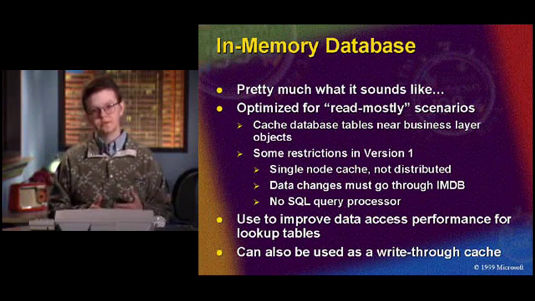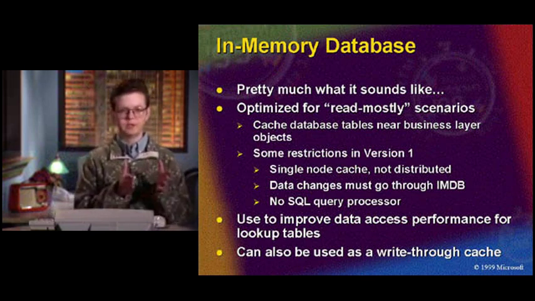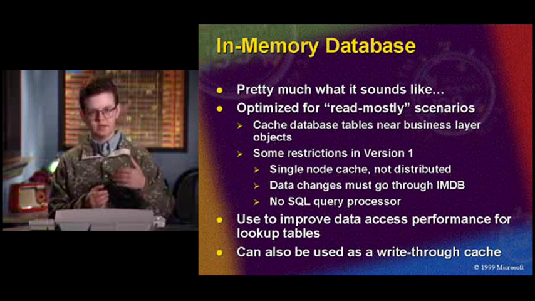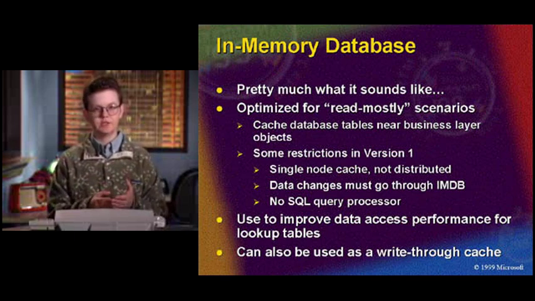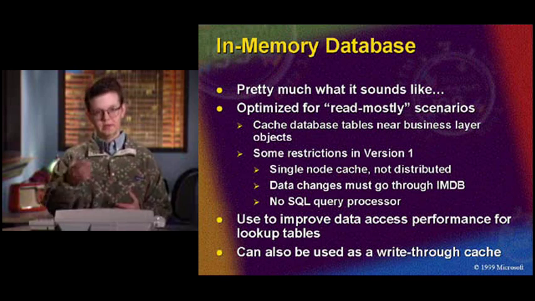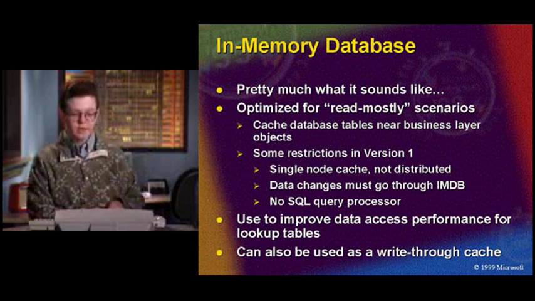You can, however, use it as a write-through cache. So if you can work on one machine, you've partitioned your data, you've partitioned your client so that every client and every data change is only going to happen on one machine, then you can run the information through IMDb and then pass it on to the data store, excuse me, at a later time.